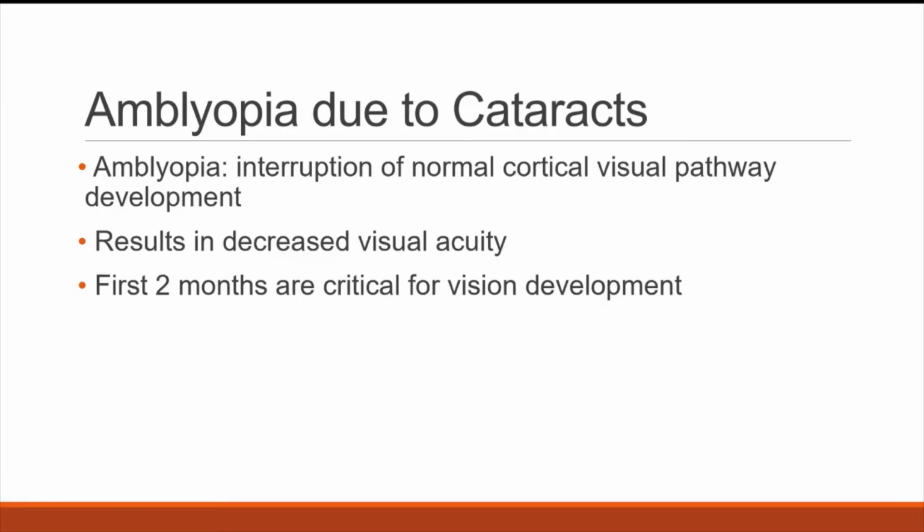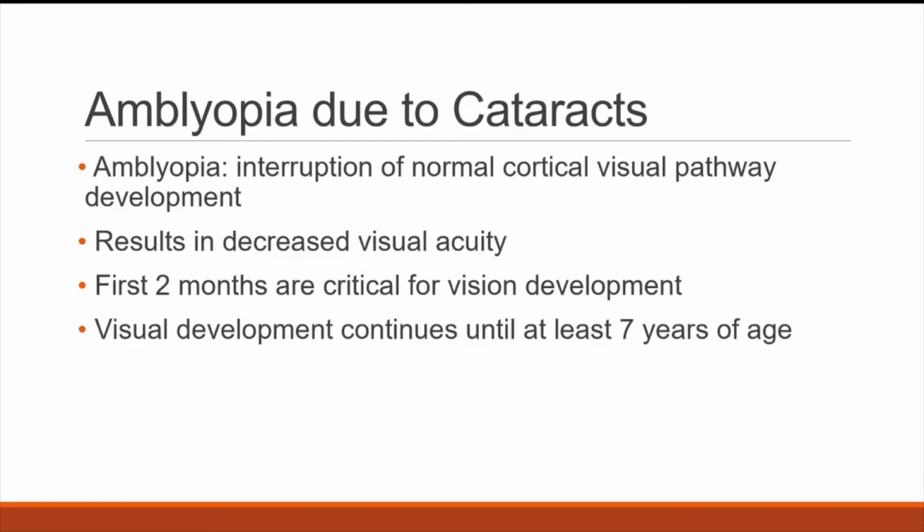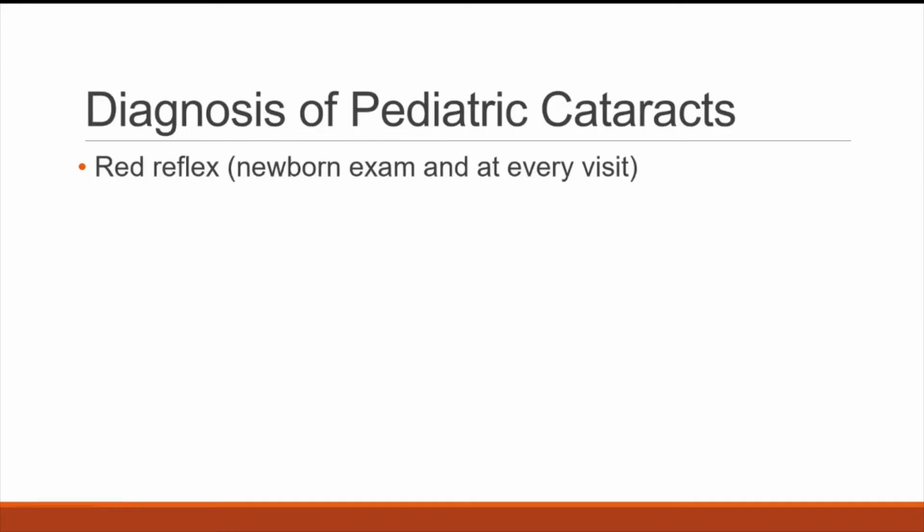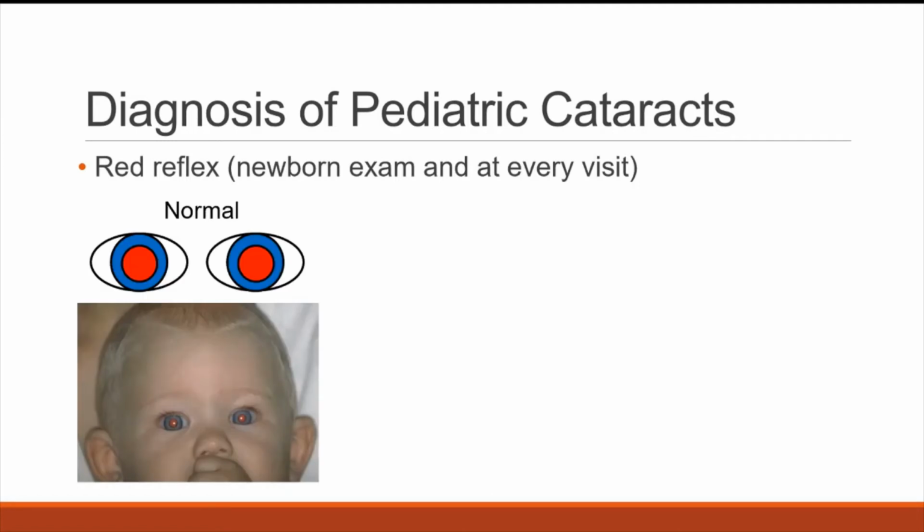The first 2 months of a child's life are critical for vision development, and this development continues until at least 7 years of age. Amblyopia is more common in unilateral pediatric cataract cases, but it can also occur in bilateral cases. The first step and most sensitive test in diagnosing pediatric cataracts is the red reflex. The red reflex is an essential part of every newborn exam and should be checked consistently at every subsequent visit to detect congenital cataracts.